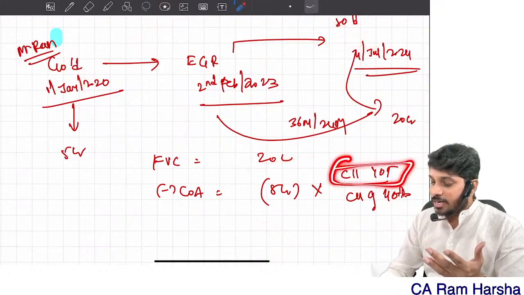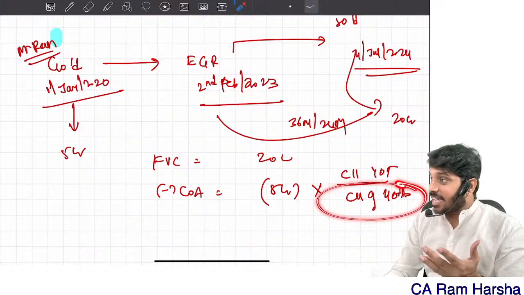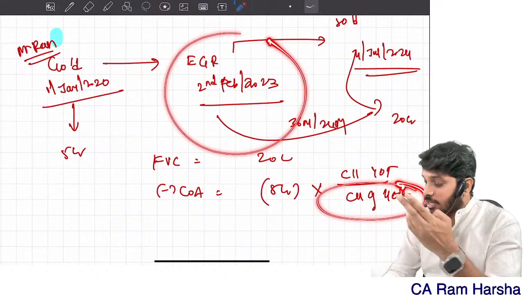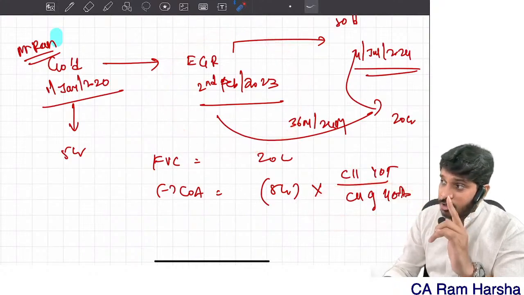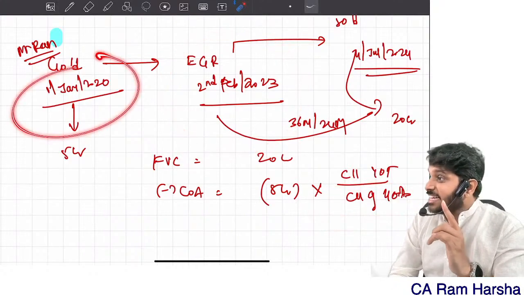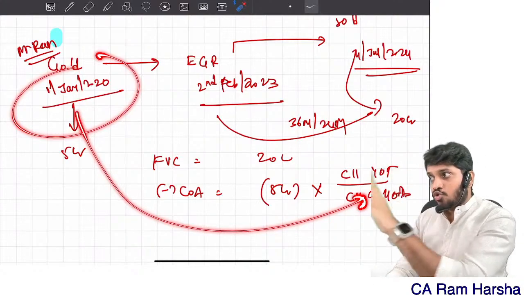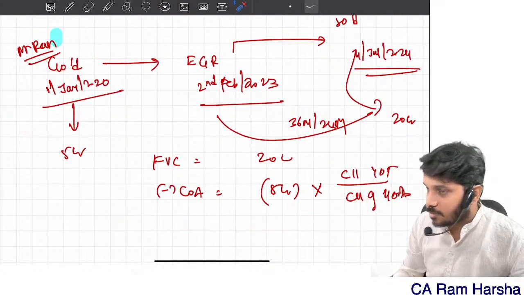CII of the year of transfer 24-25, and CII of the year in which the asset is first held by the assessee. EGR is purchased in 22-23, so you should put the 22-23 number. But as per the Manjula Shah case, you can put the 19-20 number also. Are you clear? All of you.